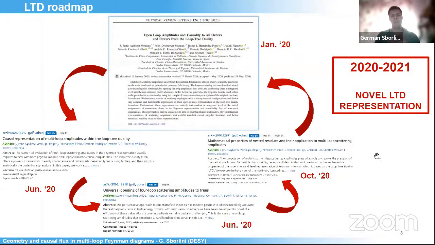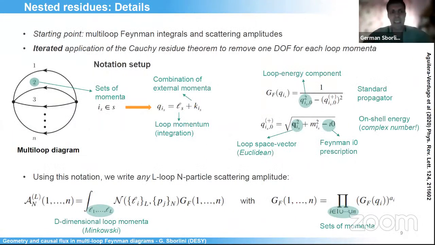Okay, and last year, 2020, and also during this year, we managed to obtain a new representation of the loop tree duality in which we generalize previous results and we obtain new properties. In particular, during 2020, we published these 4 papers. This year, we also keep on publishing more developments, but I would say that last year was like the beginning of this revolution. And the idea was using the strategy of the nested residues. So the starting point, we have multi-loop Feynman integrals or scattering amplitudes. Essentially, for the formalism, it is the same.